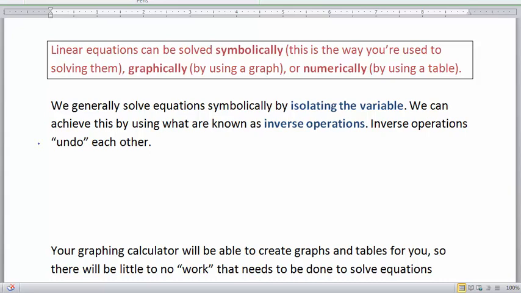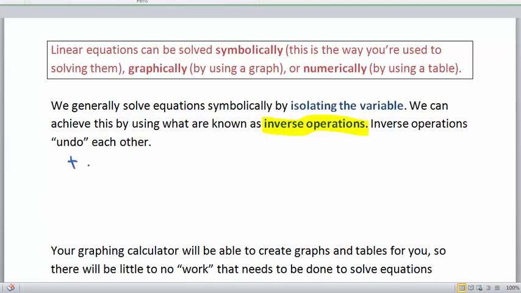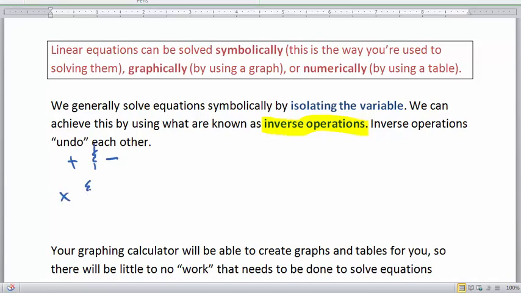Right? So, how do you solve them symbolically again? You isolate the variable. And how do you isolate the variable? In general, you're going to use what are known as inverse operations. Right? So what are inverse operations? They're operations that undo each other. Right? So, like adding and subtracting, those would be inverse operations. Multiplication and division, those would be inverse operations.